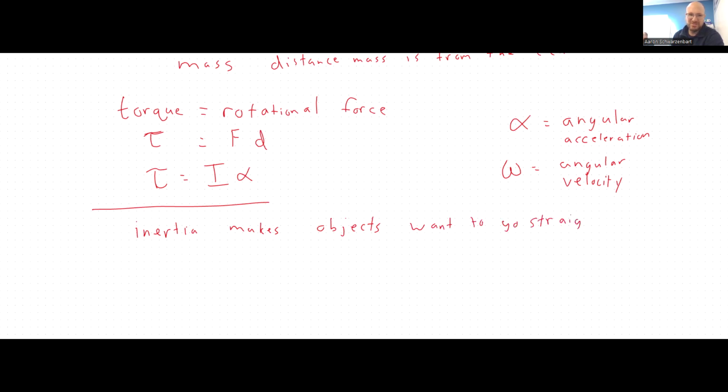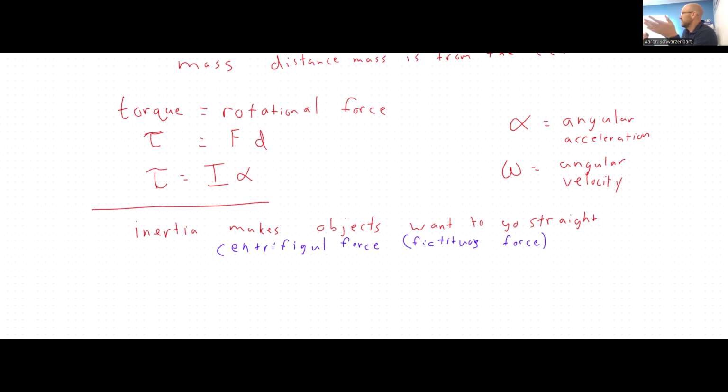You will sometimes hear this referred to as the centrifugal force or the fictitious force. I don't like the word centrifugal force. It sounds like a force. I don't mind the fictitious force so much because it's not actually a force.